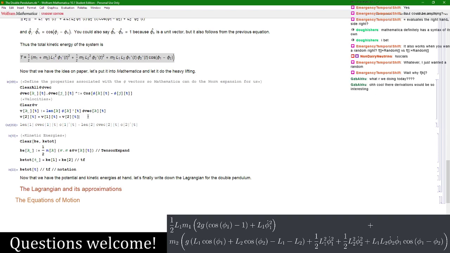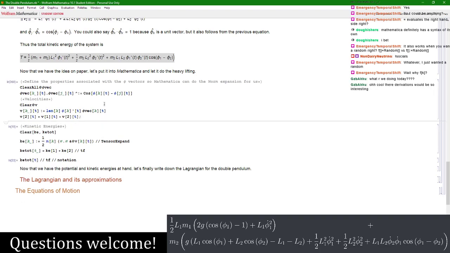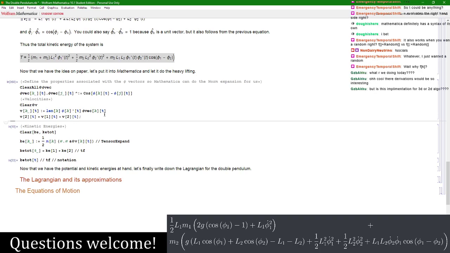But we don't actually need to look at that, so let's get rid of it. Okay, so now that we have our velocities in hand, and we have a good grasp on exactly what's going on, we can just throw those into the simple, more or less, kinetic energy expressions or definitions.